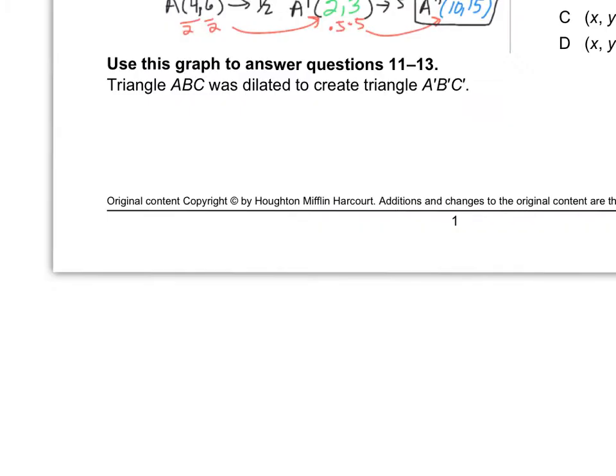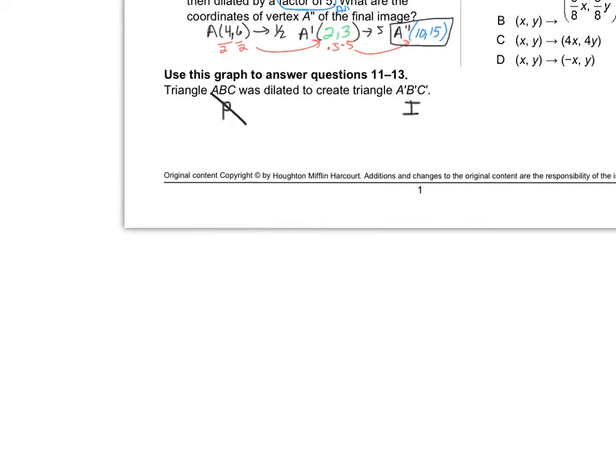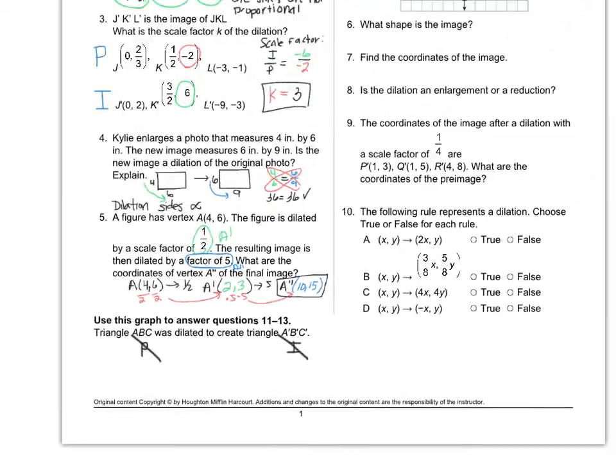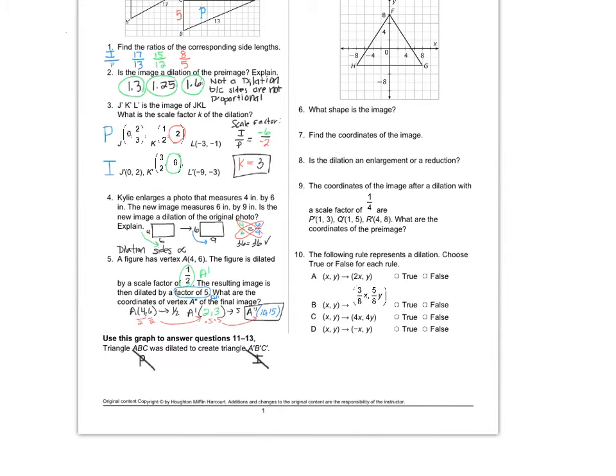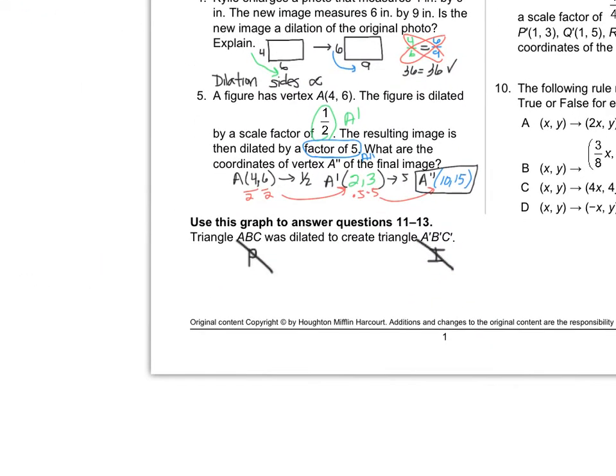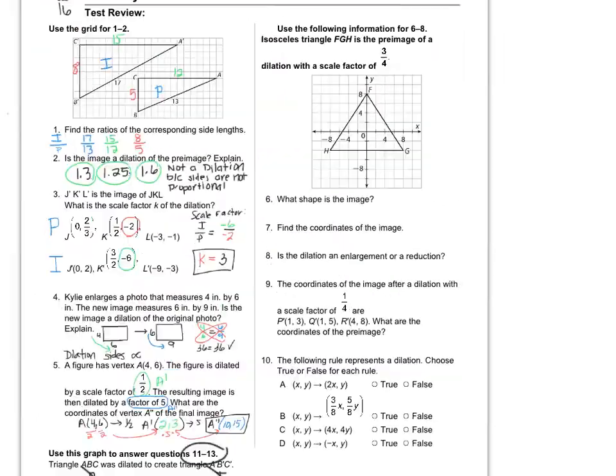For our next problem, they're asking us to use the graph to answer questions 11 through 13, and the graph is up above. Triangle ABC is dilated to create triangle A prime B prime C prime. This is our image, and this is our pre-image. And once I looked, this triangle is not on our paper. So let's move our way up to problem number 6, because they're asking us to use this on questions 11 through 13. So we'll come back to this when we get to problems number 11 through 13.